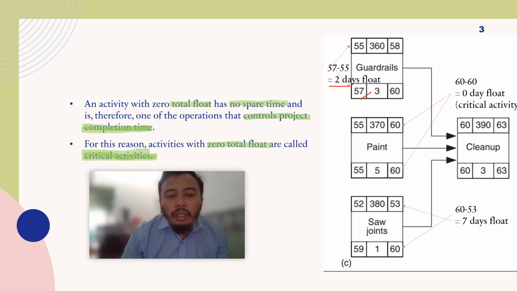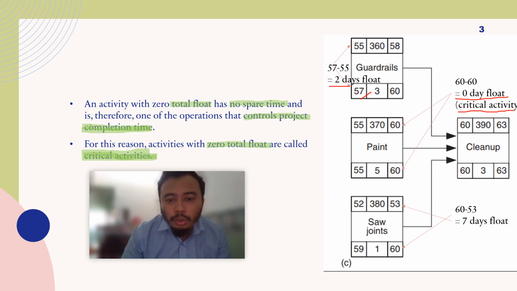Another activity is the painting activity. As you can see, the earliest start is similar to the latest start. Or you can calculate based on the latest finish minus the earliest finish, and you also get the same result. The result is 0 days float, which means this is a critical activity. Zero day float, critical activity.